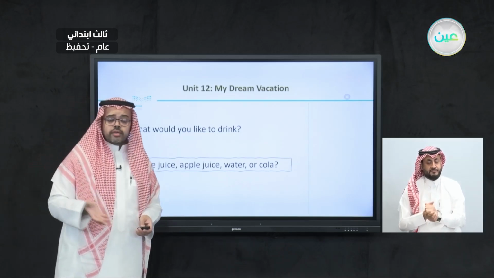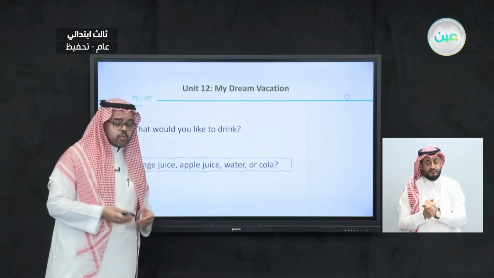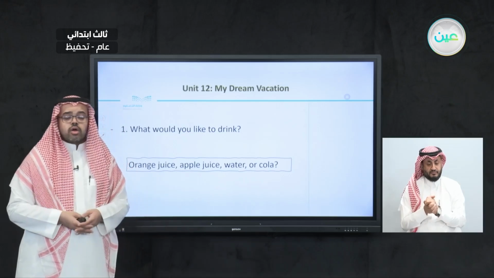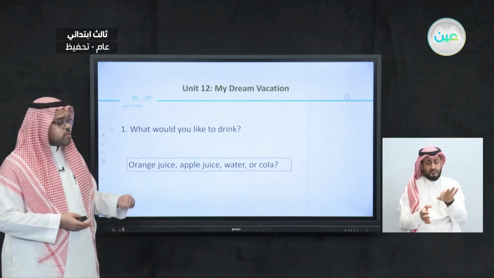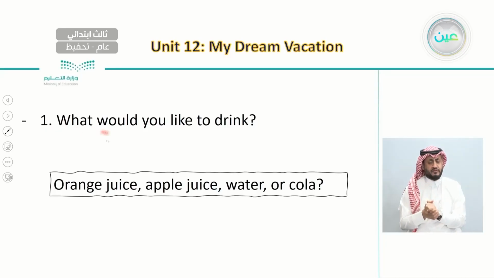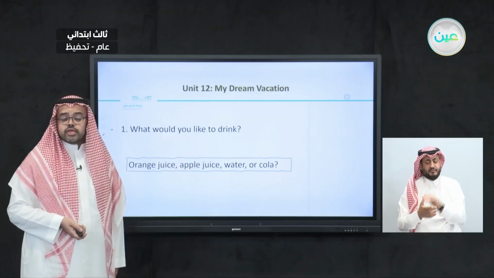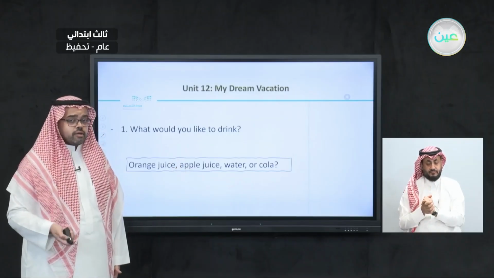So if you are practicing this dialogue with a partner, you can use these questions. What would you like to drink? And you can ask your partner to choose from this list: orange juice, apple juice, water, or cola. So you can ask your partner to choose from this list when you are practicing.